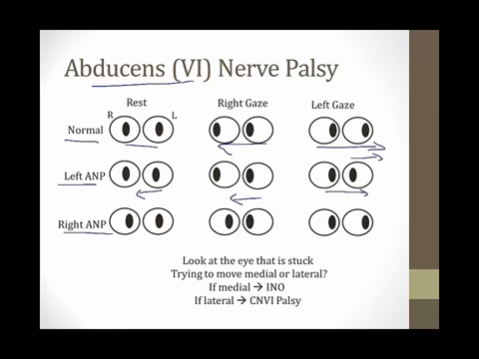So the key points I've summarized at the bottom of the screen. You want to look at the eye that is stuck. Is it trying to move medially or laterally? If it's trying to move medially but cannot, then that patient has an internuclear ophthalmoplegia. If it's trying to move laterally but cannot, then that patient has a cranial nerve 6 palsy.